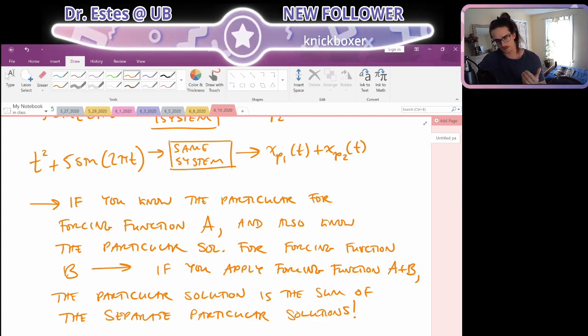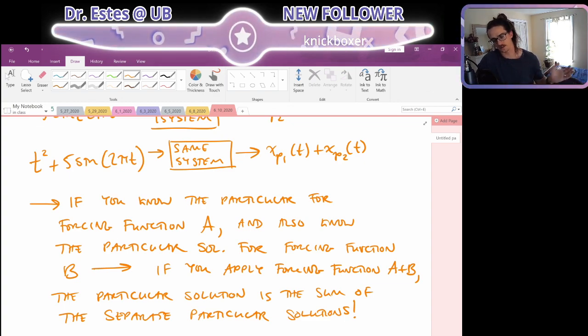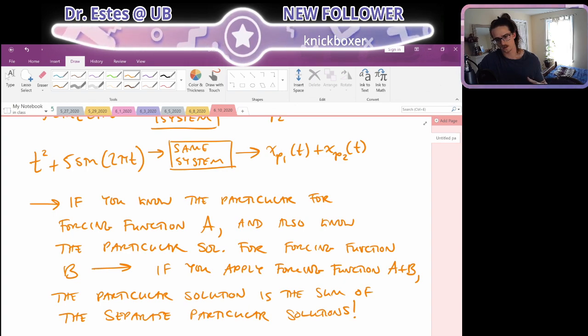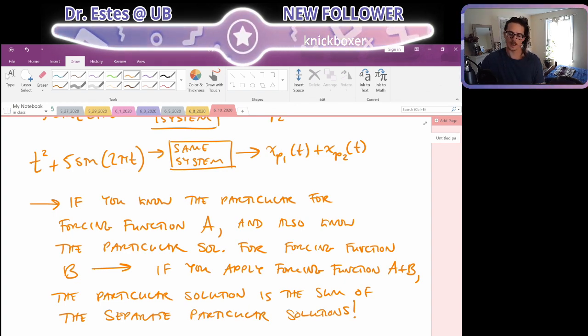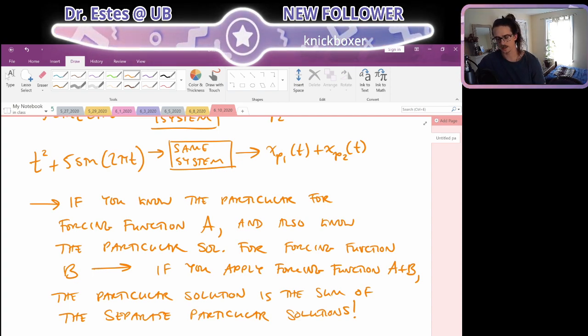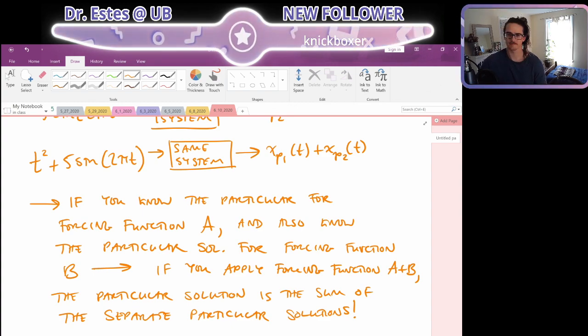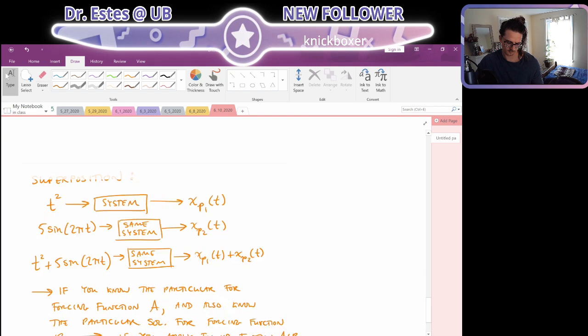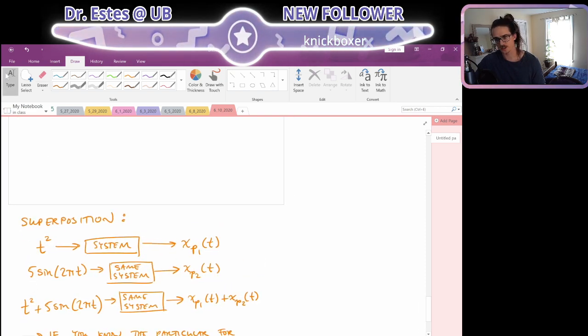So what's kind of cool, you can make like a library of particular solutions. Like this is the particular solution for a sine, a cosine, like a t squared, a t. And then you can just pull these out and combine them for a given system when inputs of any flavor come through. So that's superposition.